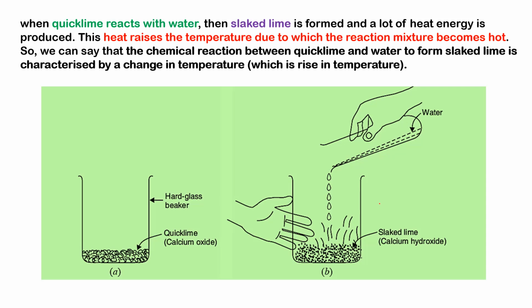The last one: quicklime reacts with water and forms slaked lime. That means calcium oxide is reacting with water and we are able to get Ca(OH)2, that is the slaked lime, plus a lot of heat energy. As heat is evolved after the chemical reaction, we can say that the reaction is exothermic in nature, and by the evolution of heat or the rise in temperature, we are able to say that a chemical reaction has happened here.